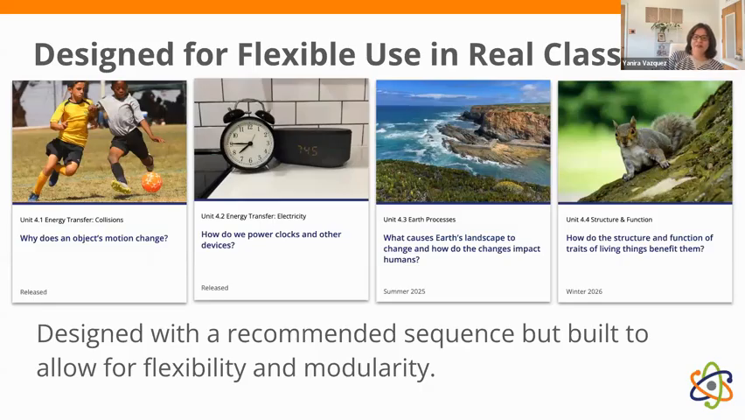Oh, there they go. So our units are designed for real classrooms. You can see all the lovely covers here for our 4 units. While we offer a recommended sequence, we built these units to be flexible and to be modular so that you could choose when they fit best in the school year and what works best in your schedule.